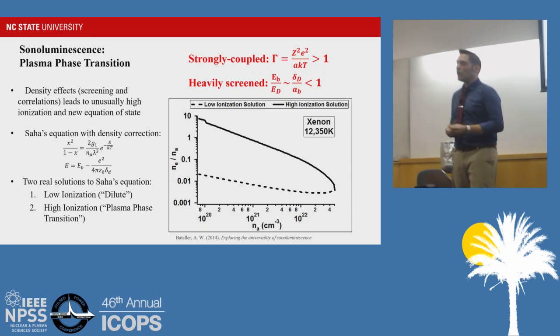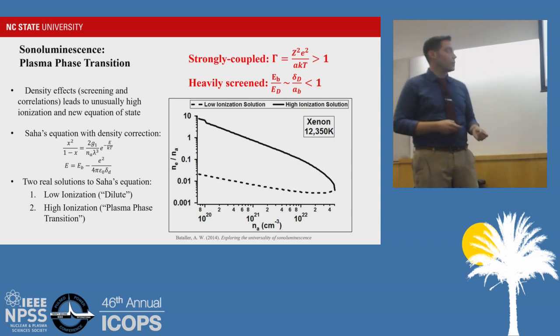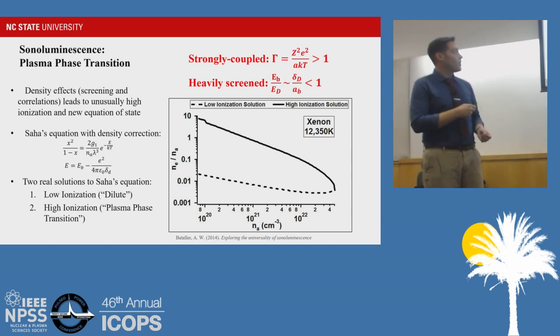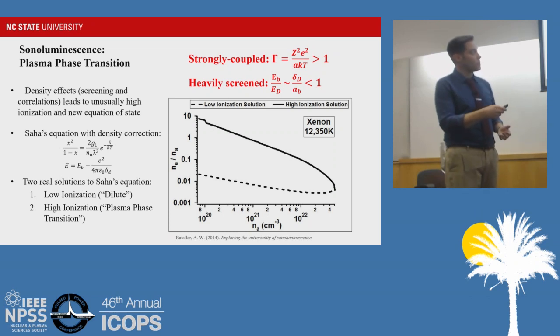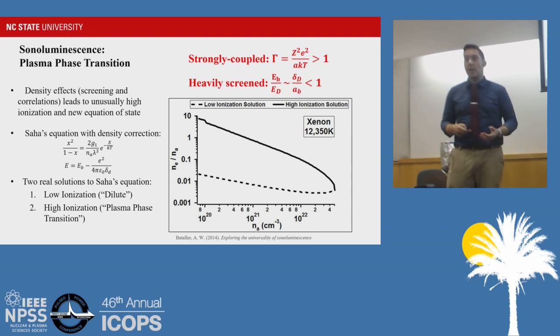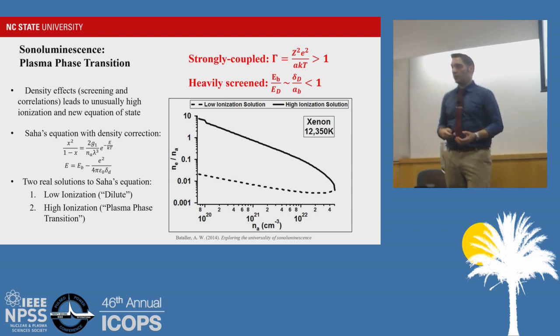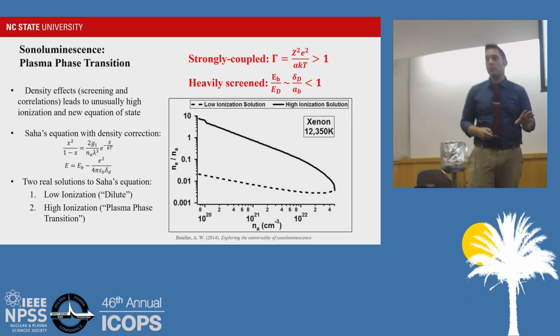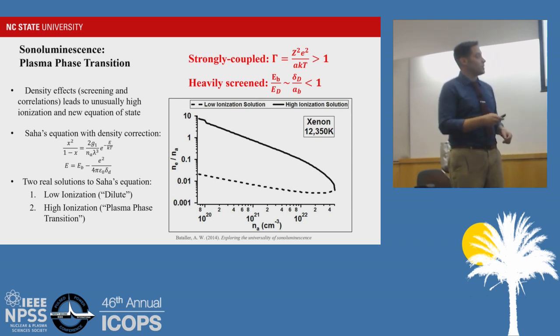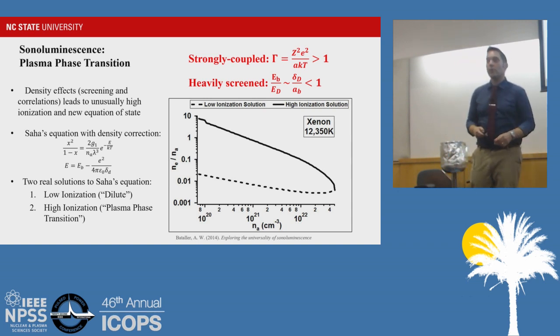But if you start adding these density corrections from screening, you'll find that there's actually two solutions to Saha's equation. And when you have two solutions, which is represented by this curve, that is actually expected to be a first order phase transition. So that means that these phases can coexist at the same temperature and density, which is here and here. And so what we believe we're seeing is actually a new phase altogether.